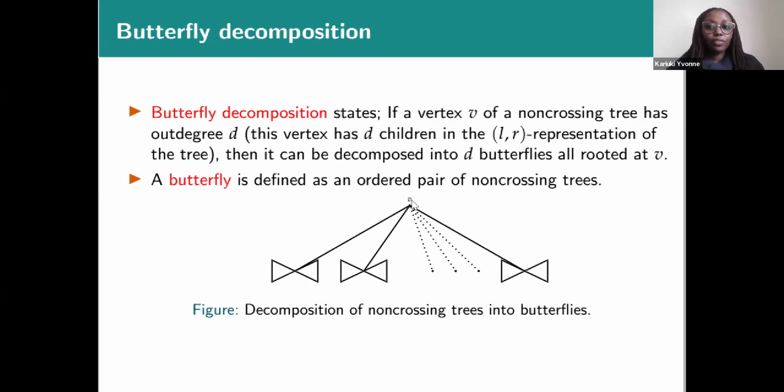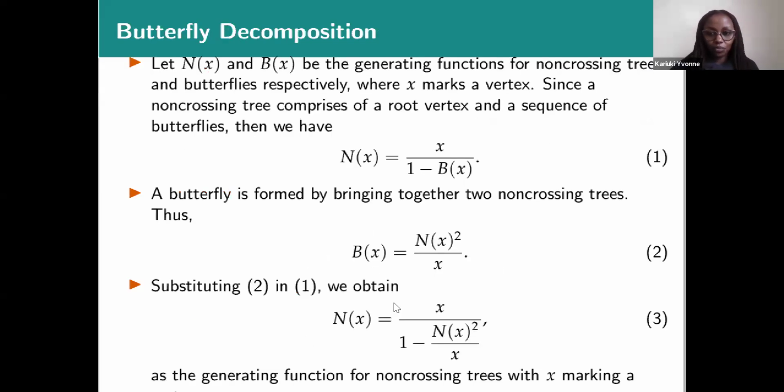So if the root has degree D, or in simple terms, if it has D children, then we are going to get D such butterflies. So having this in mind, I'm able to introduce the concept of the generating functions. I'll go back to explain. So N of X will be representing the generating function of the non-crossing tree, and B of X will be representing the generating function of the butterfly.